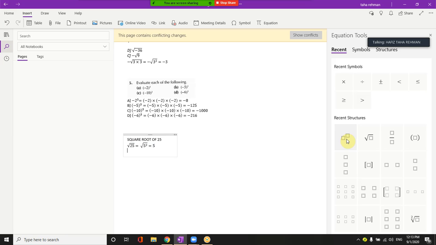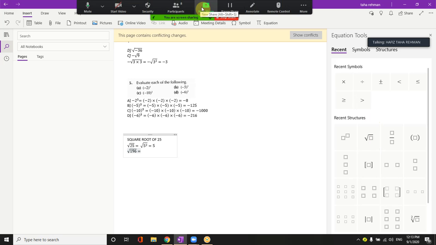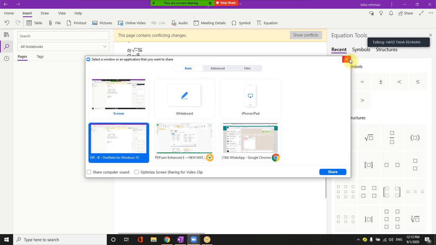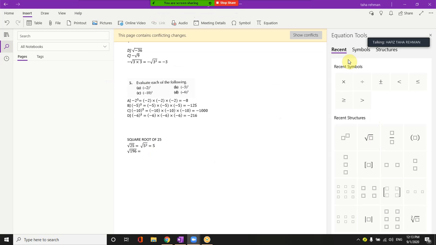Tell me the square root of 196. Hurry up. Sir, I can't hear you. What are you saying? Beta, you can see it on the screen that you need to find the square root of 196. You need to find the square root of 196.